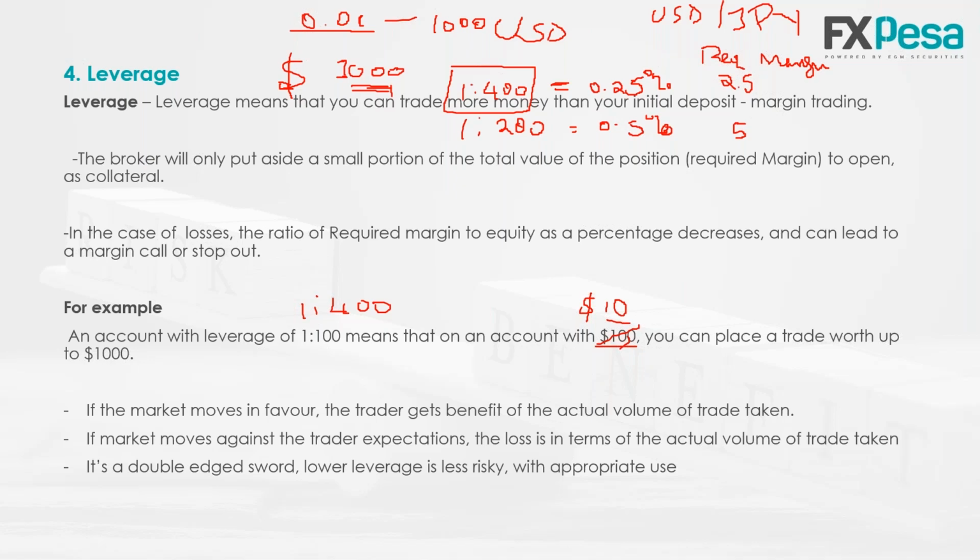But if the market moves in your favor, you benefit from the actual volume of the trade taken. But if it moves against you, then the loss is in terms of the actual volume of trade taken. So it's like a double-edged sword. You have to know how to use it. I always give an example of a knife.